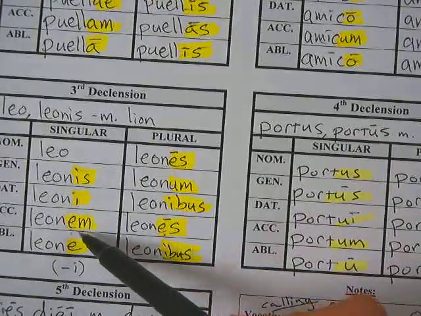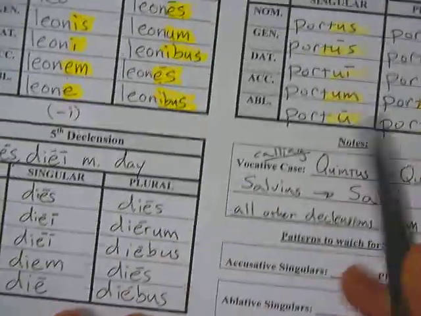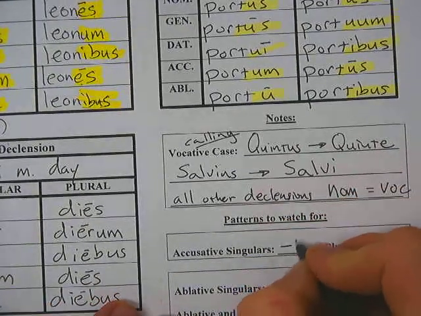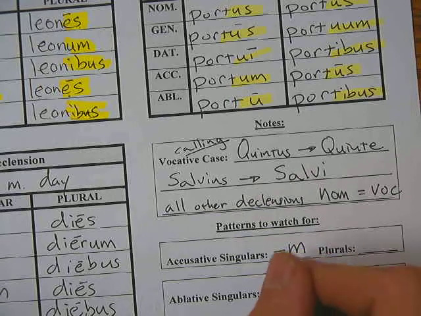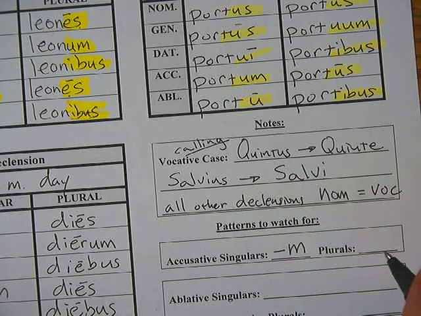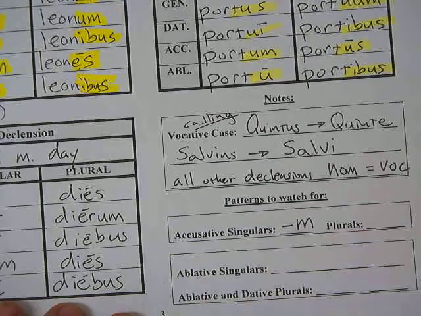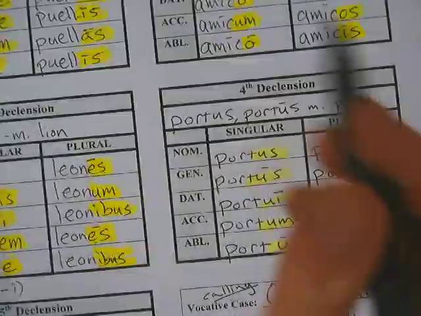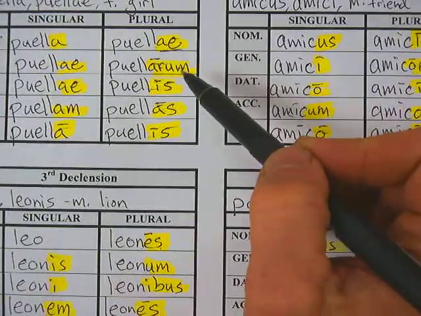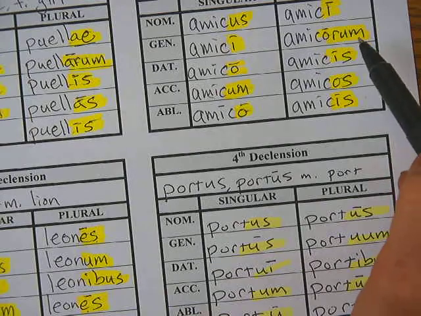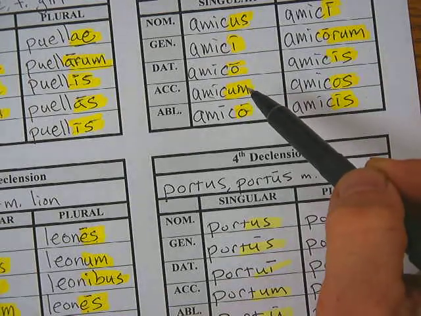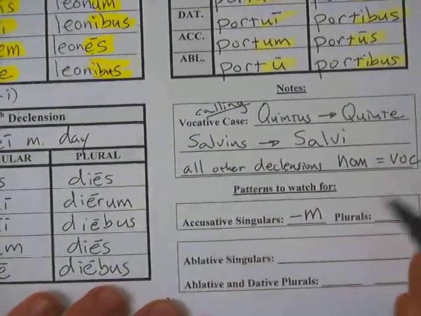For other patterns to watch for, what do we notice our accusative singulars always end in? Accusative singulars always end in an M. They have a different vowel in front of them, but they end in an M. Now, there's some exceptions to this, as you're going to see in neuters. Neuters don't always end in M for some declensions, especially in the third. But for the most part, it's a general rule that applies 95% of the time. Of course, there's other cases that end in M too, like genitive, and you just have to learn how to distinguish if something is a genitive versus an accusative.